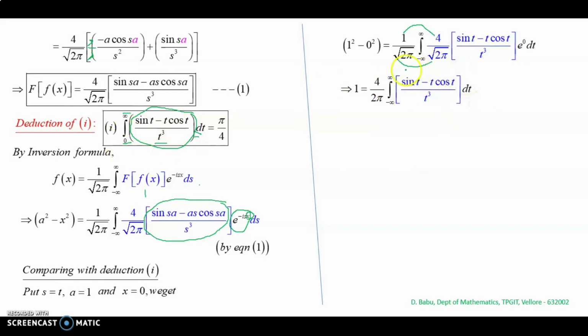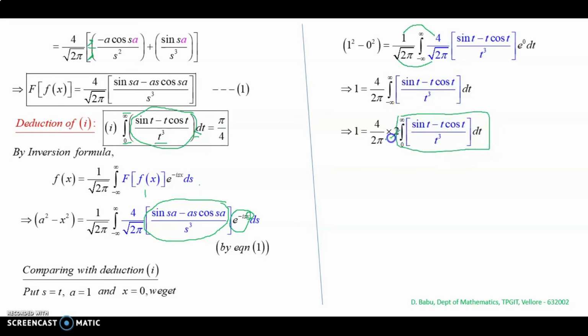Note that this bracketed term is an even function. We can check that it is an even function. So for an even function, minus infinity to plus infinity can be written as 2 times 0 to infinity. So this implies 1 equals 4 by 2 pi into 2 times the integral from 0 to infinity of (sin t minus t cos t) divided by t cube, dt. So we need this term only.